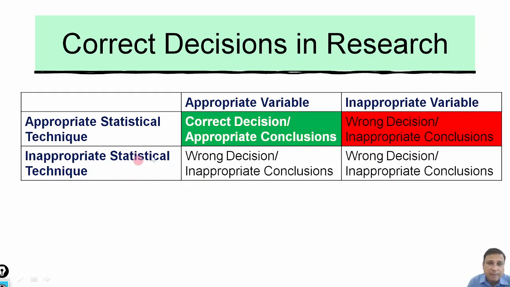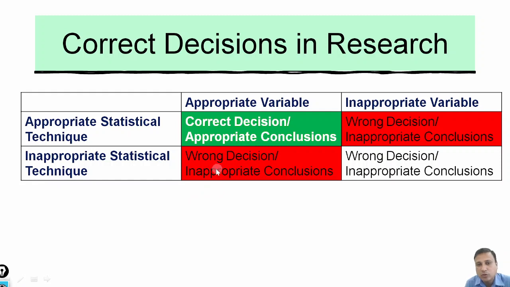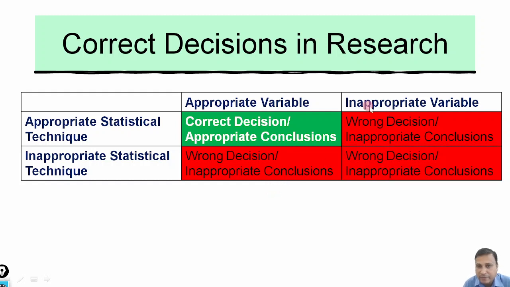Then if I'm having the appropriate variable but I'm performing an inappropriate statistical technique, then what will happen? In that case, again I'm going to commit a wrong decision and get an inappropriate conclusion. And finally, if I'm having inappropriate variables and performing inappropriate statistical techniques, in that case also I'm going to commit a wrong decision and get inappropriate conclusions.